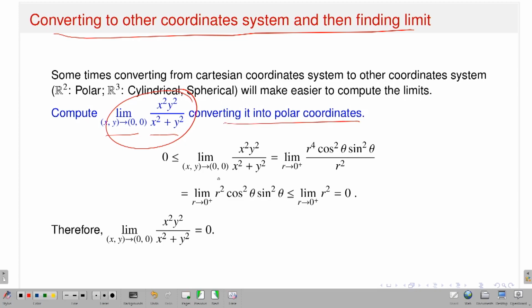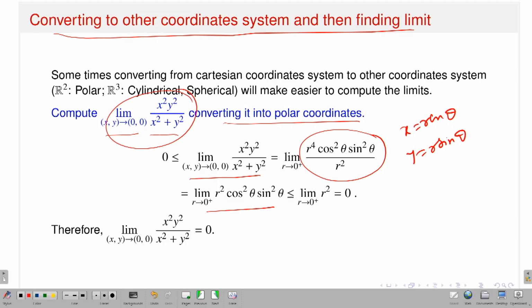That means I want to find the limit of this, so I want to change it to polar coordinates. That means x is equal to r cosine theta and y is equal to r sine theta. If I put the values of x and y here, it becomes r to the power 4 cos square theta sin square theta divided by r square, and r square gets cancelled. This is the same as this one.